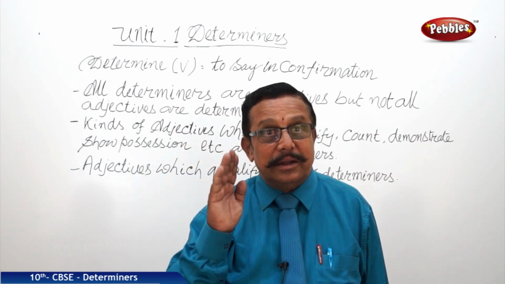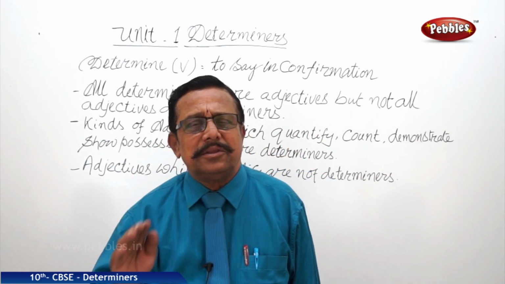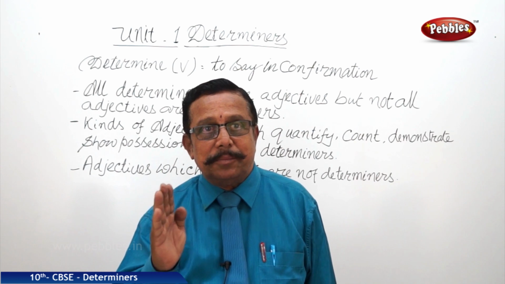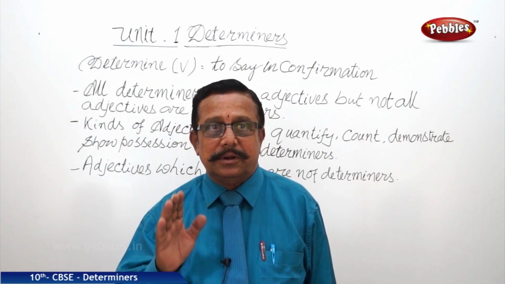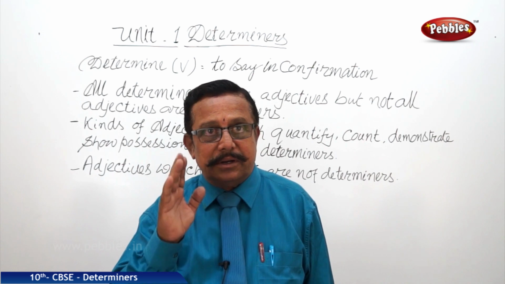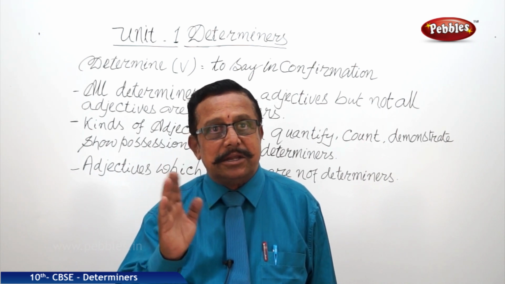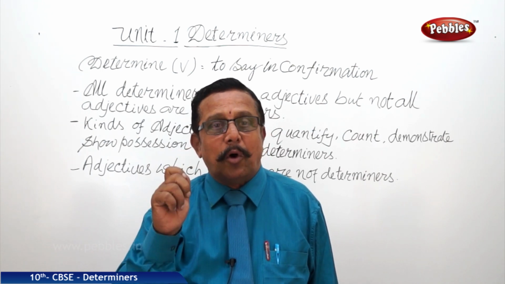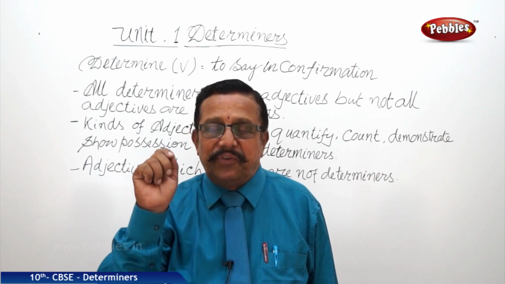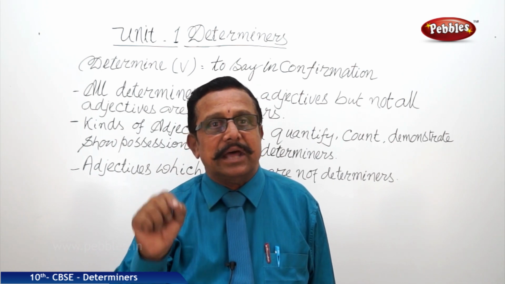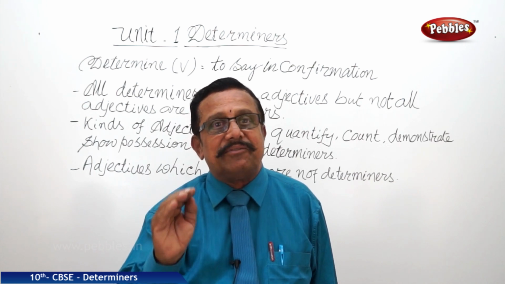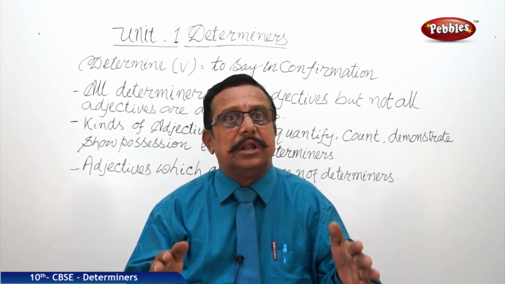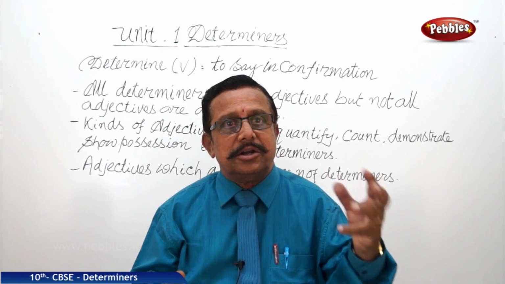Unit 1, Determiners. What is this determiner? Determine is the verb. Determination is the noun. Determining. You see the words determine, determination and determiners. To say something fixedly, to point out something fixedly, to fix, or to say in confirmation, or to talk about something very particular, is called determine.